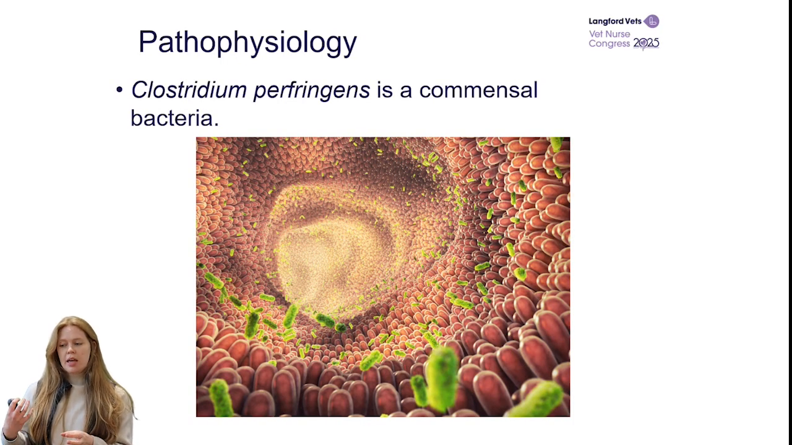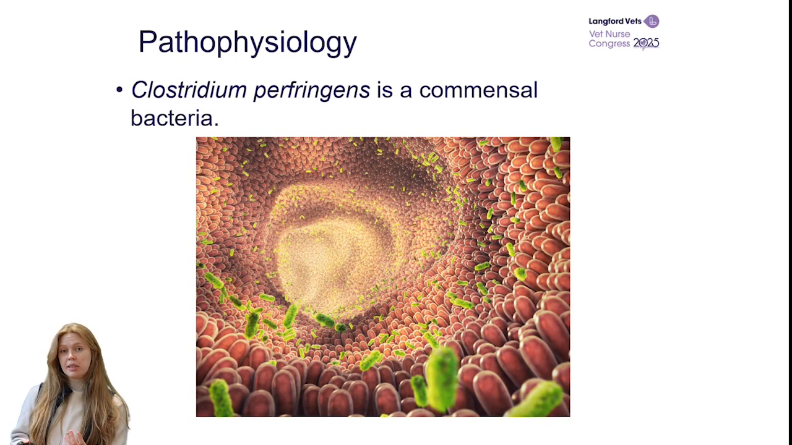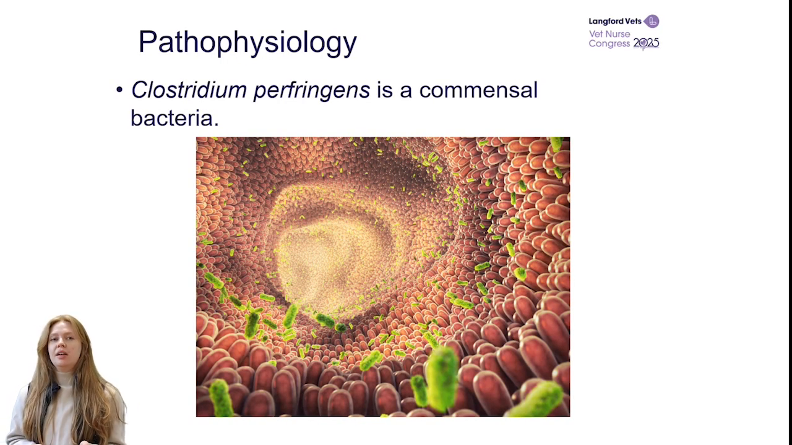Normally there is an insult to the gut of some kind. It could be a scavenging episode, it could be infectious, there could be something that happens to insult the gut, and we will then have a massive proliferation in these patients of Clostridium perfringens. This bacteria is a normal commensal bacteria, normally found within the lumen of the intestines.